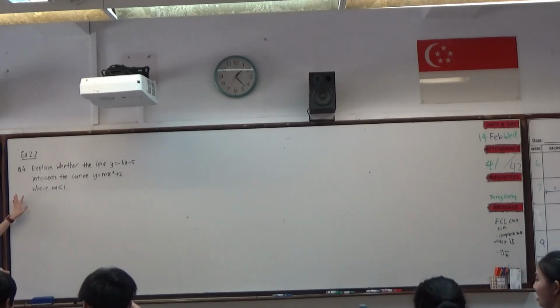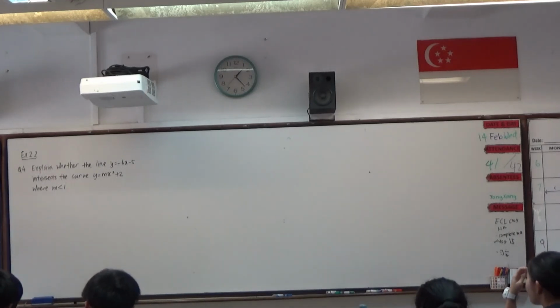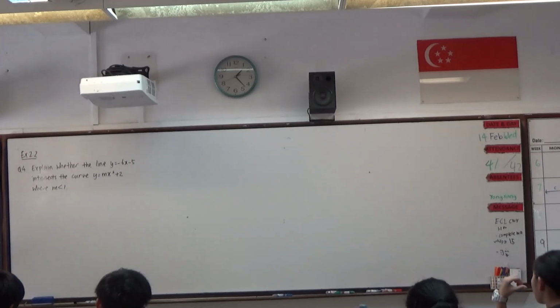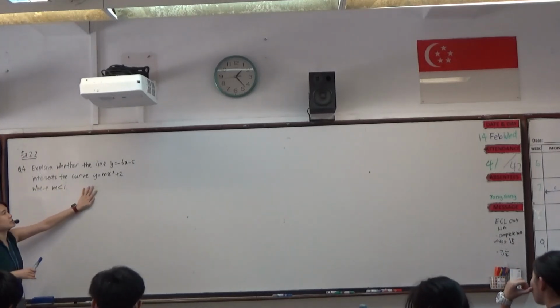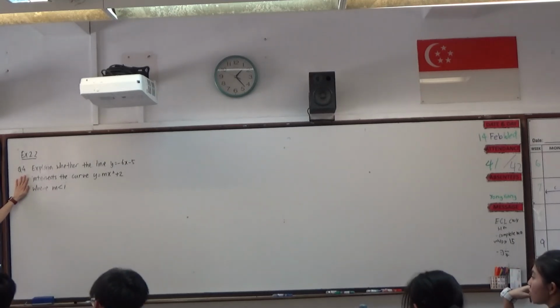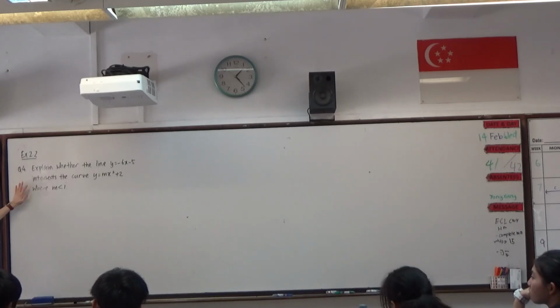Okay, so let's look at question 4. Explain whether the line y equals negative 6x minus 5 intersects the curve y equals mx squared plus 2 when m is less than 1. The question wants us to explain, right? So to explain whether the curve intersects the line or not, we use the discriminant to provide evidence for explaining it.